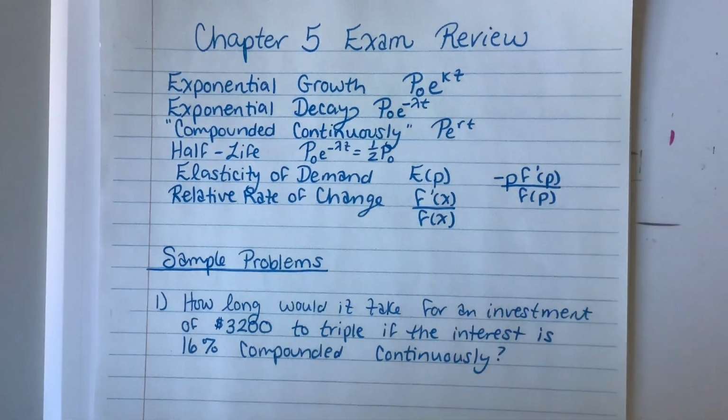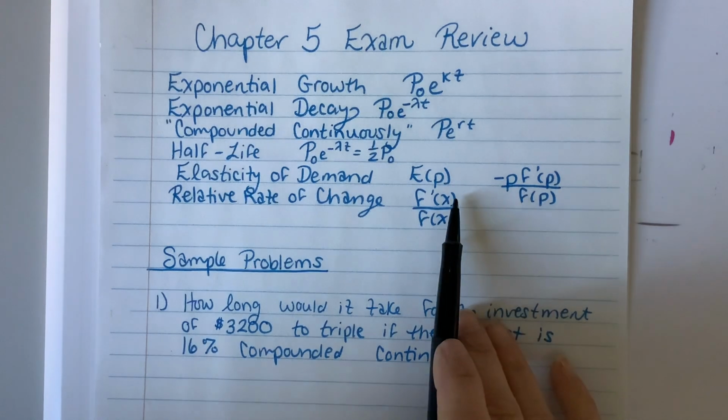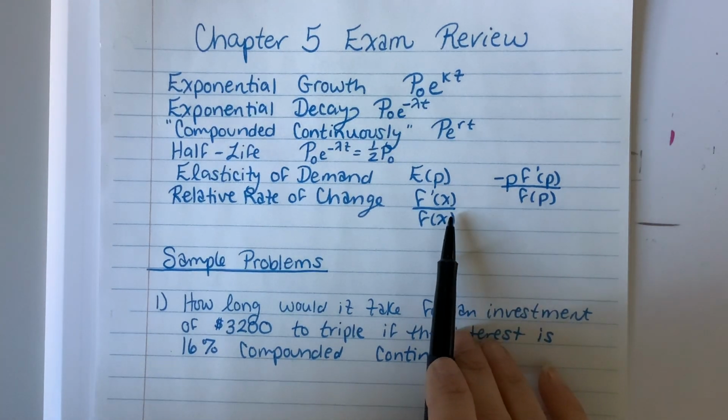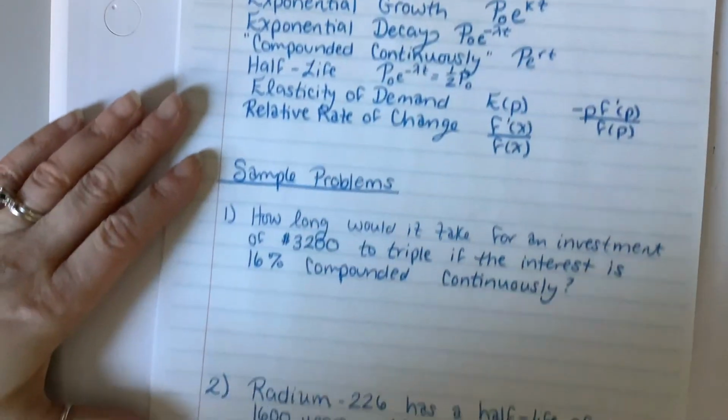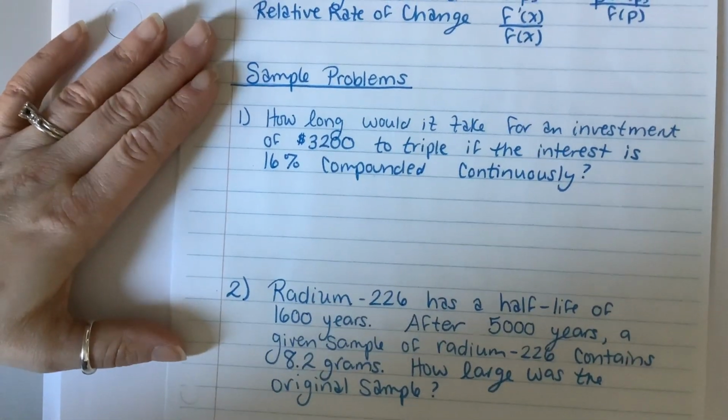If they're asking for relative rate of change, it is the derivative over the original. Most of the time when it's relative rate of change, you will also find percent rate of change. Once you find the answer, you turn it to a percent. Here are sample problems.